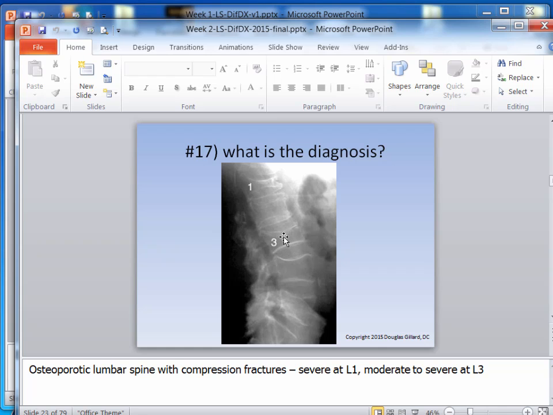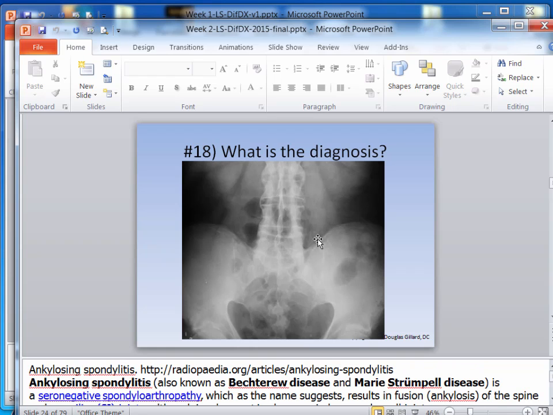Don't call this a wedge vertebrae. Wedge doesn't mean traumatic. This is pathological. This patient has osteoporosis. It's a pathological collapse. So these are compression fractures. Compression fractures.